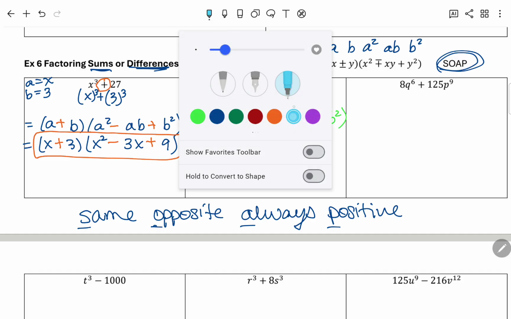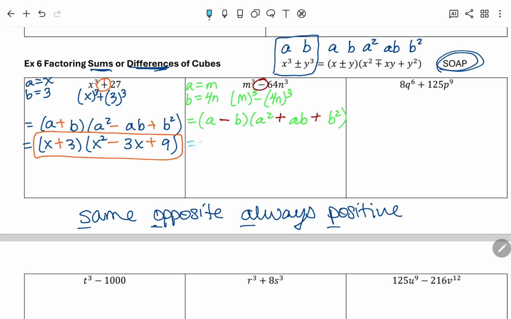So filling this in, we're going to get m minus 4n times m squared plus 4mn plus 16, be careful there, be careful, n squared, right? I need a B squared. You're squaring this whole thing. So the 4 squared and the n squared. So this is our final. All right, let's do one more together.